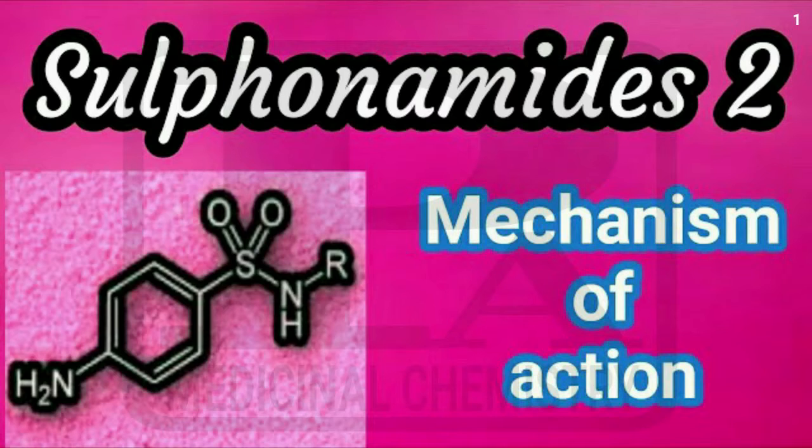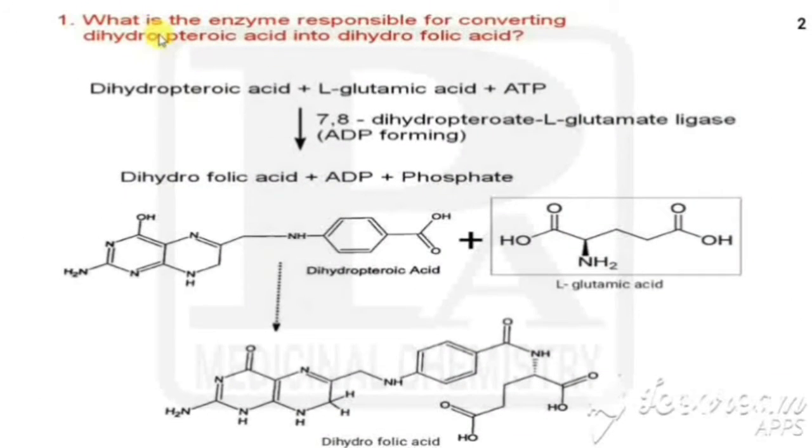Students, one of you have asked some questions in the comment box related to the mechanism of action of sulfonamides. So, in this video, we are going to see those questions and also the answers for them. The first question is, what is the enzyme responsible for converting dihydropteroic acid into dihydrofolic acid? It is a good question.